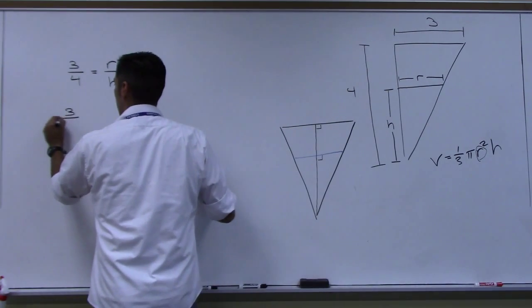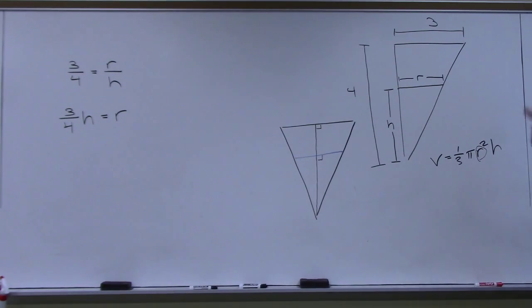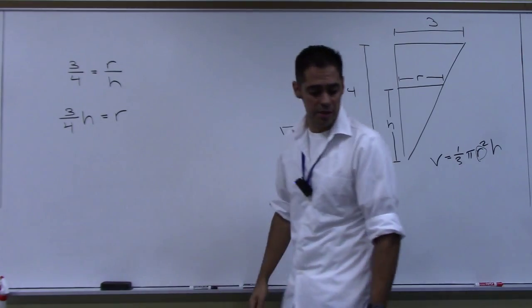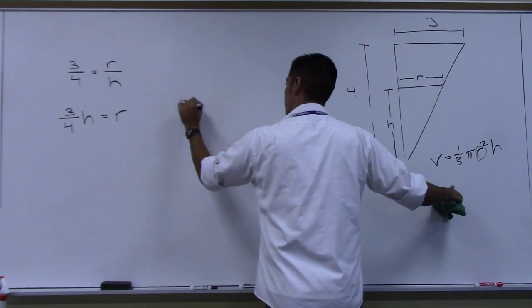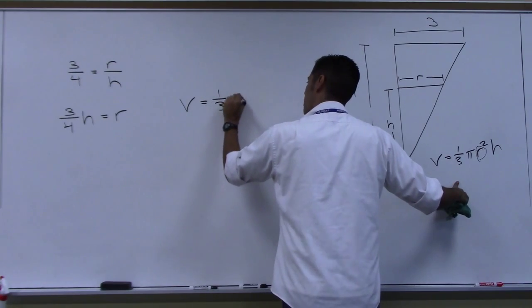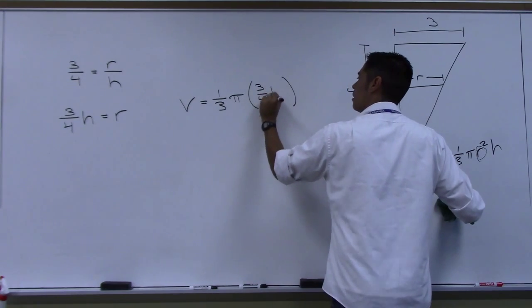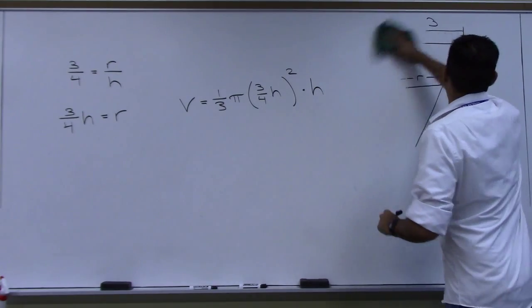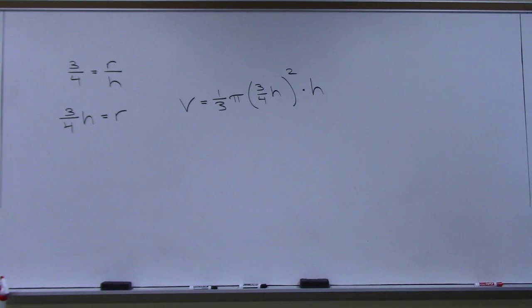If I multiply both sides by h, I have an equation that has r in it. And then that can come back in here, right? This equation only works for this cone, right? This cup. If I change the cup, this proportion changes. Right. So now my volume formula that I was trying to get is 1/3 pi r, which is 3/4 h squared, right? And then times h. Now do you have an equation that has just v and h in it? Yes. And so you're in business if you differentiate it.